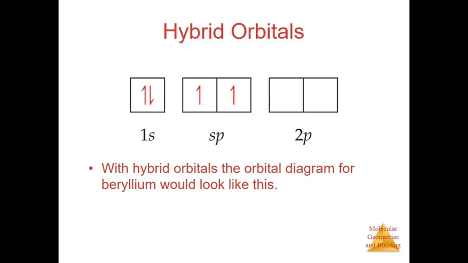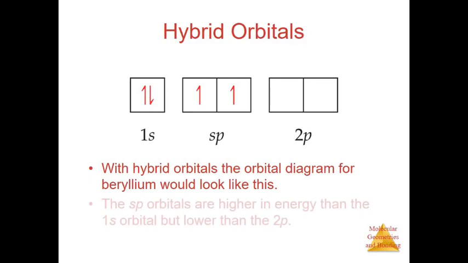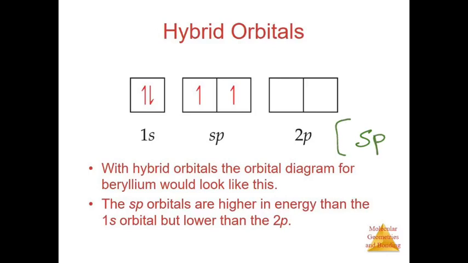In this orbital diagram for beryllium, notice we have brought over the hybridization. So instead of saying 1s, 2s, and then 2p, we have our 2 orbitals right here that are hybridized. They will be higher in energy than the 1s orbital, but lower in energy than the 2p orbital. So we call this hybridization simply sp. And we will get into more hybridizations.